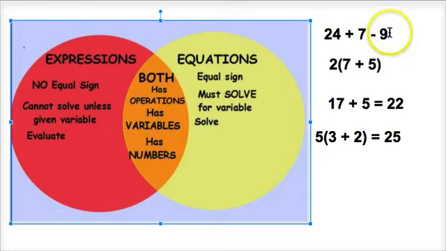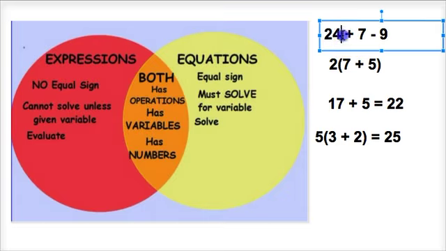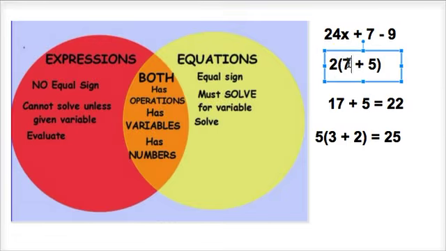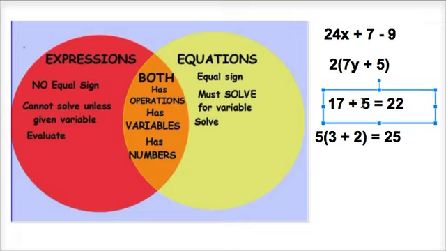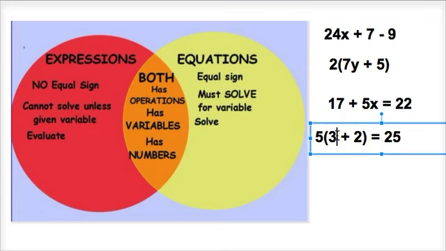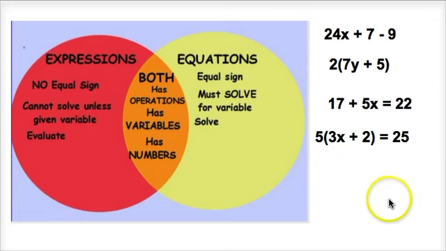So let's come over here and I'm going to make this 24x and this is going to be 7y and this is going to be 5x and this is going to be 3x. Now, we're not going to actually solve these, but what we're going to do is figure out where these would go. So I'm looking at my expressions, and if it does not have an equal sign, then it's going to go with the expression.